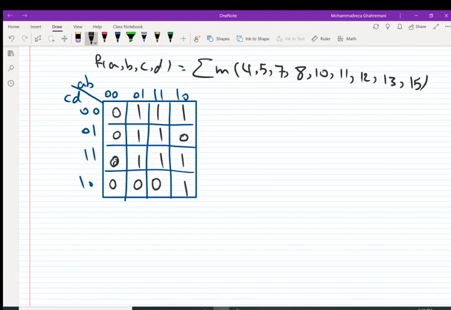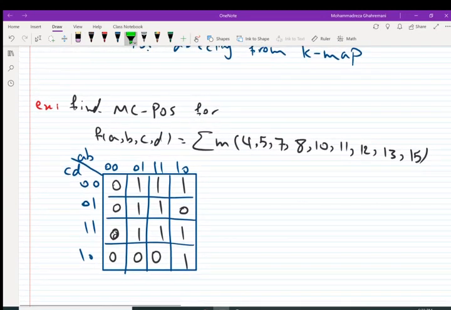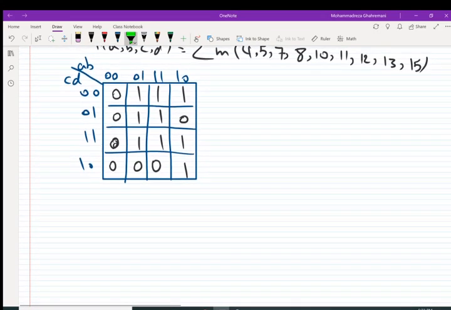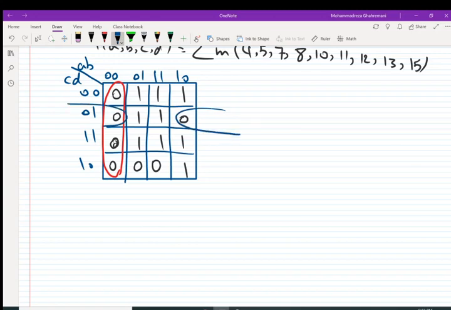And because we want to find the POS form of the function, we need to group zeros instead of ones. So we get these 4 zeros, we get these 2 zeros together, and of course we can get these 2 zeros. And now we write the function.